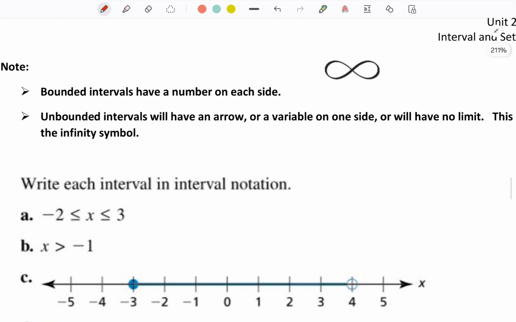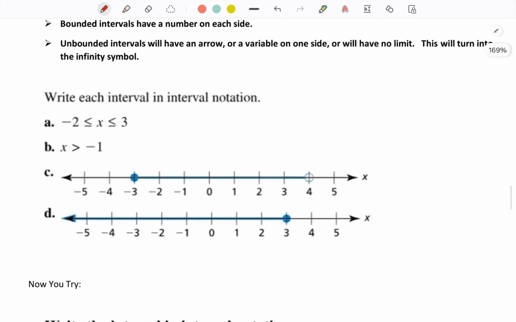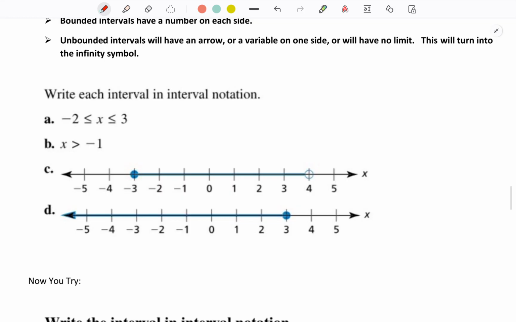So note that bounded intervals have a number on each side, so you use a bracket, you use parentheses, or you use a mix of the two. And then the unbounded intervals will have an arrow in the inequality or the graph, a variable on one side, or they will have absolutely no limit and you have to use an infinity symbol. So let's go ahead and give this a try.